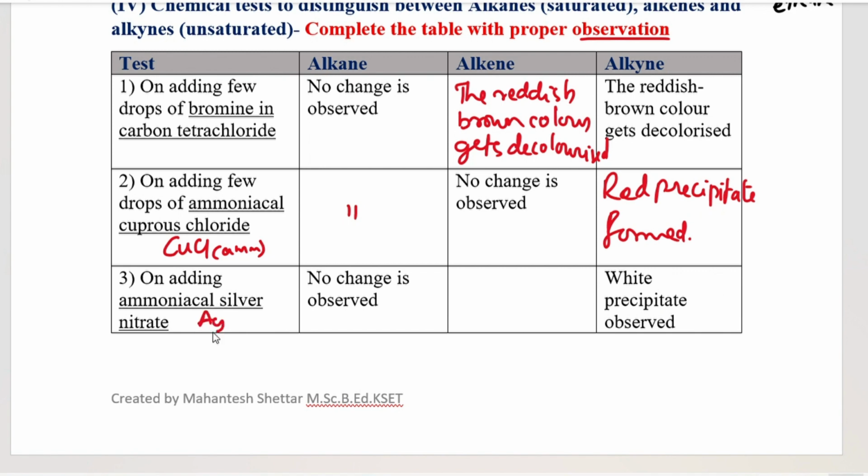The same thing happens when you add ammoniacal silver nitrate, AgNO3 in ammonia. No change observed for alkane, no change observed for alkene, but alkyne will show you a white precipitate. So that's how you distinguish between alkene and alkyne using ammoniacal cuprous chloride or ammoniacal silver nitrate. Saturated and unsaturated you distinguish using bromine in CCl4 or sometimes bromine in water, with the same observation. So these are all the important chemical equations and some observations regarding the organic chemistry chapter.